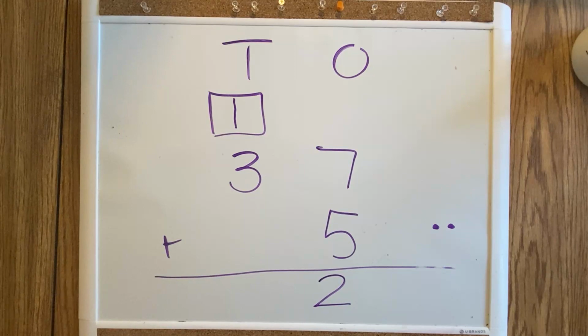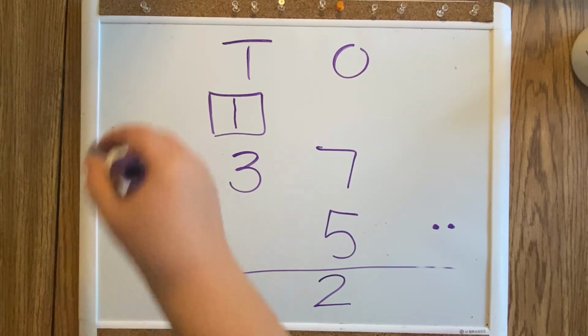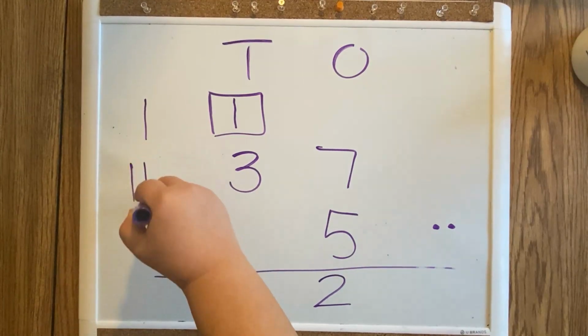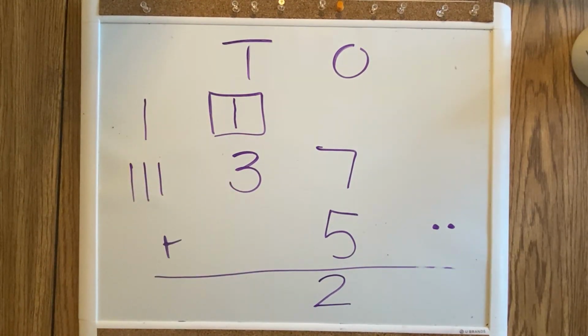Now we can move on to the tens. 1 ten plus 3 tens equals, here are the pictures if you need help, 4 tens. So we just solved 37 plus 5.